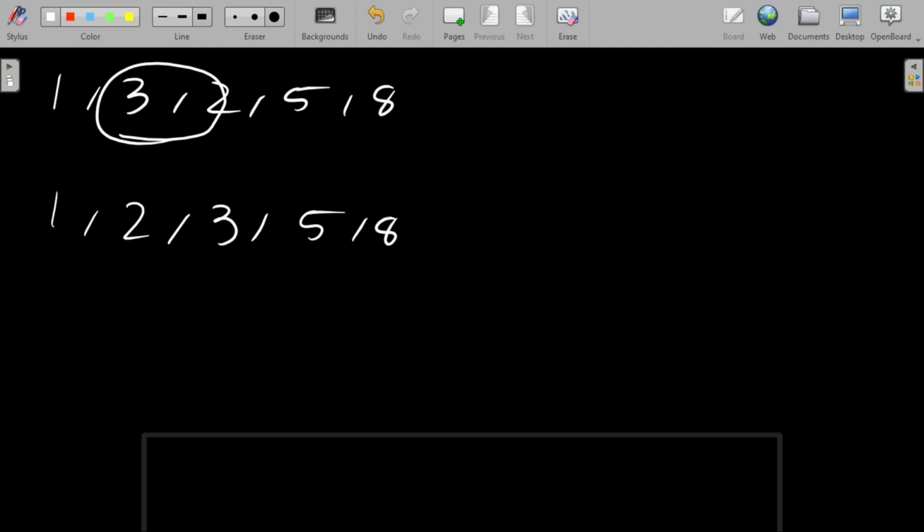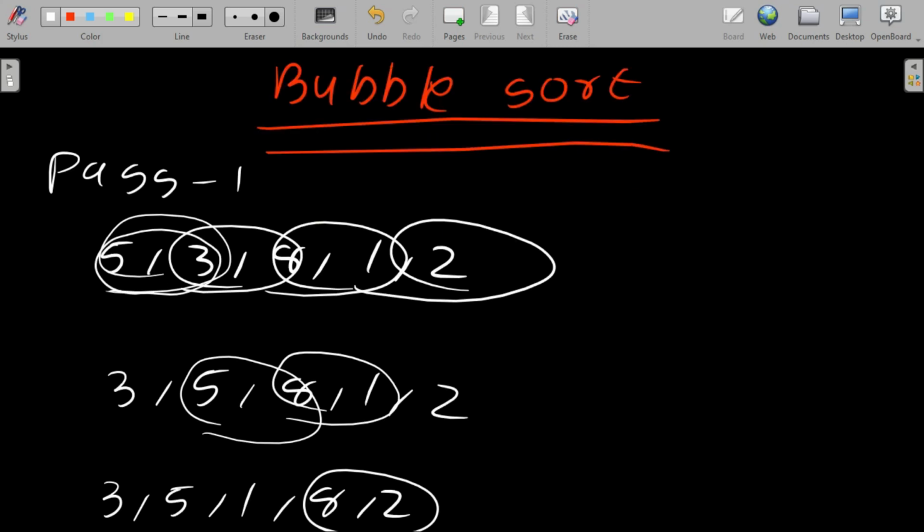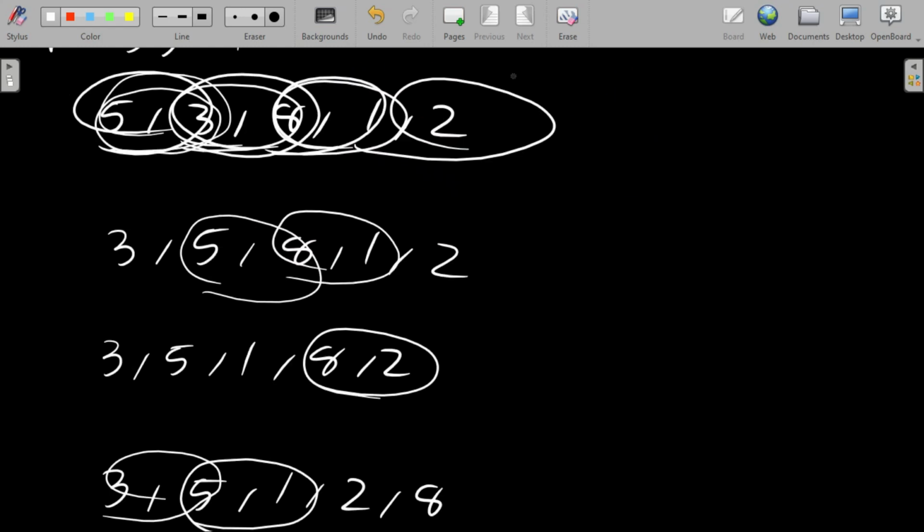Now let us see the algorithm. First we start from the first element and compare two neighbor elements. We compare these two neighbor elements, these two, these two. Swap if they are in the wrong order, then move to the next pass. Repeat until the array becomes sorted. So this is all about bubble sort.